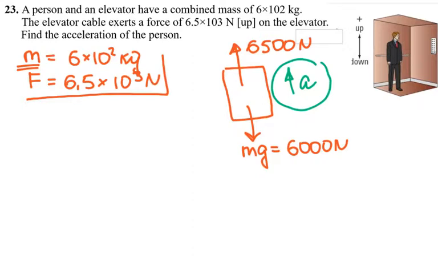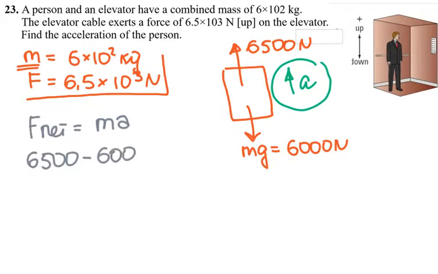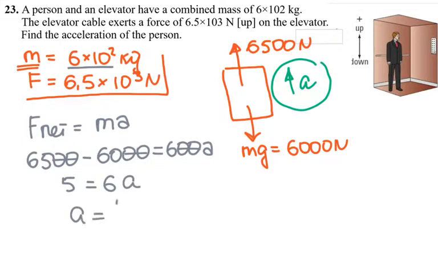So here I have the net force, always net force. The net force is equal to ma, so always Newton's second law. The net force consists of two forces, one up and one down. So I'm going to use the up positive direction. So I have 6,500 up minus 6,000 equals the mass, which is 600, times acceleration. I can divide all of them by 100 right away. So what's left is 5 equals 6a. So the acceleration is 5/6 meters per second squared.